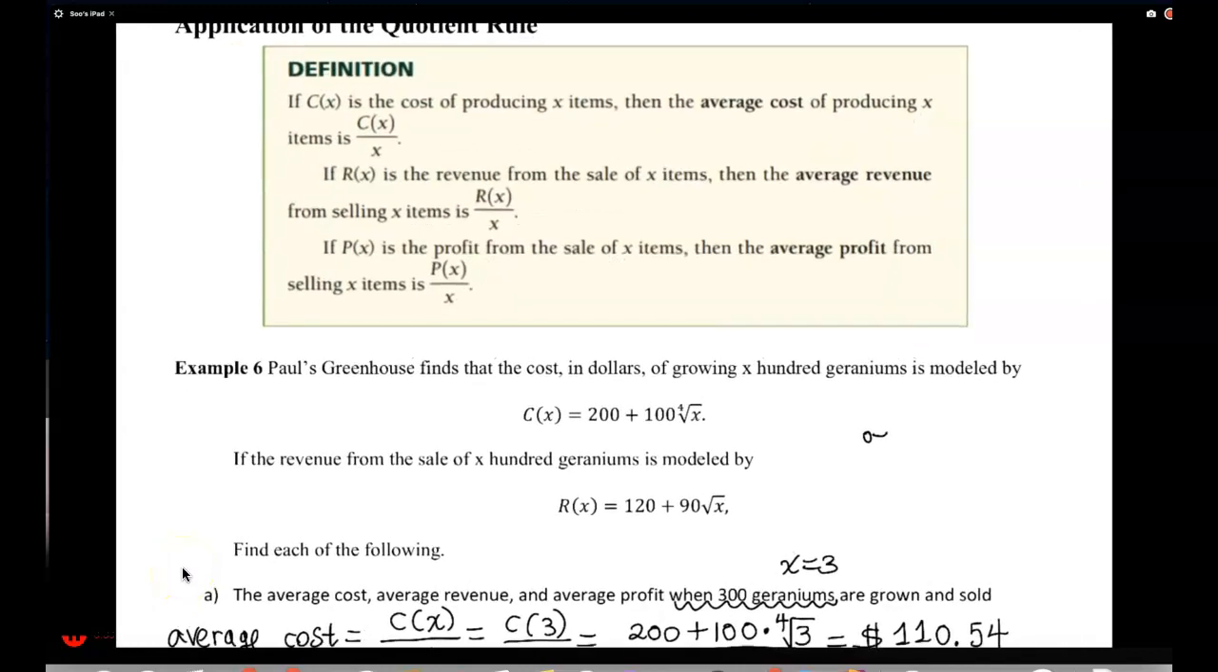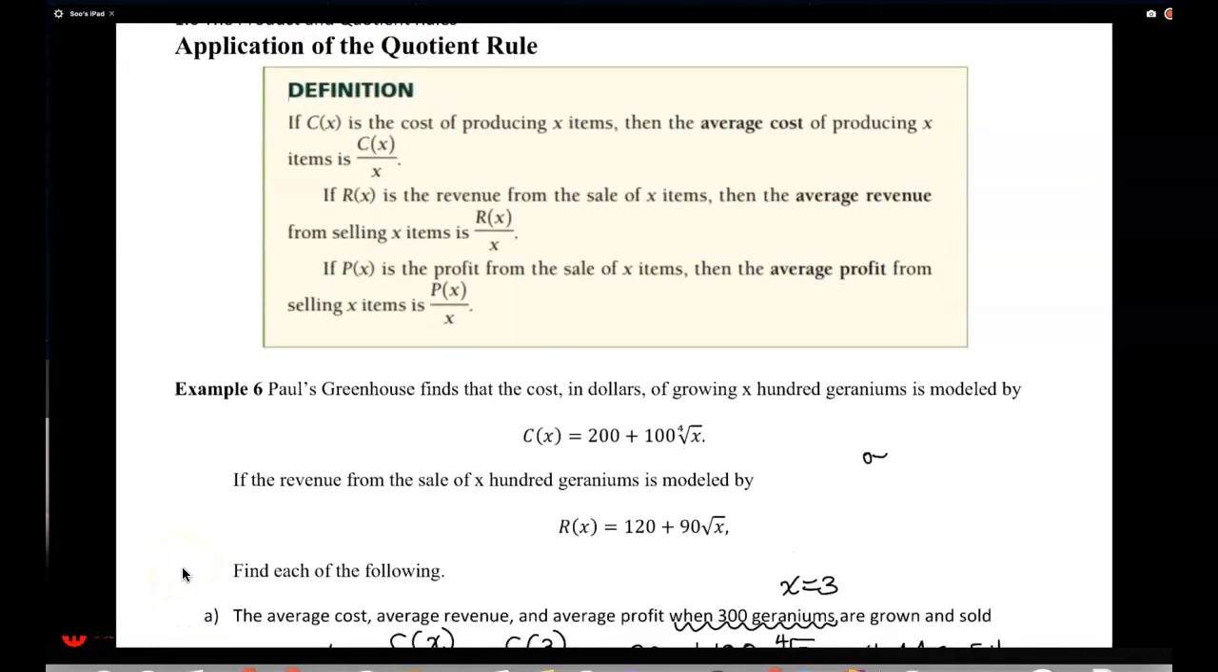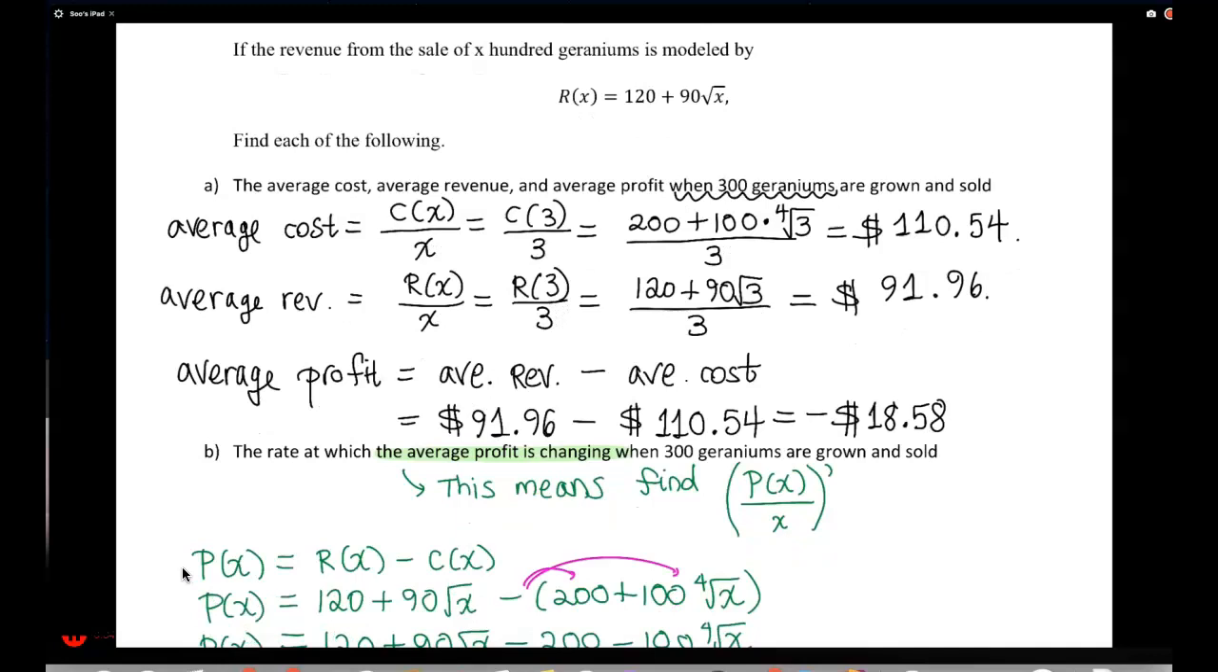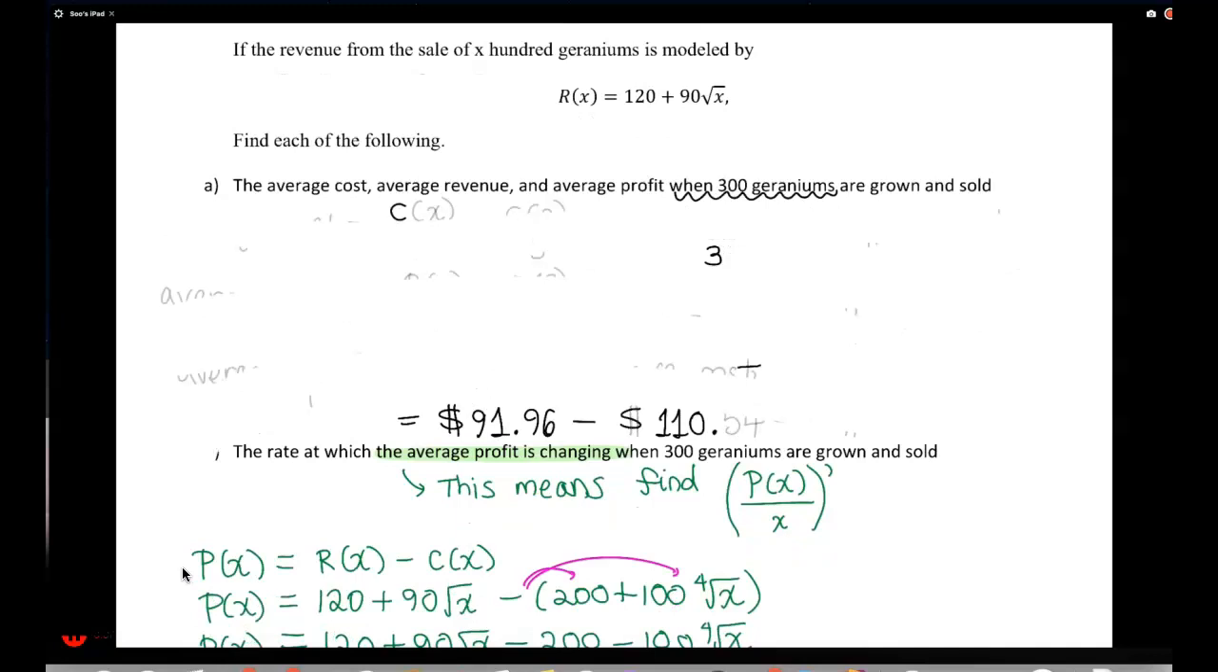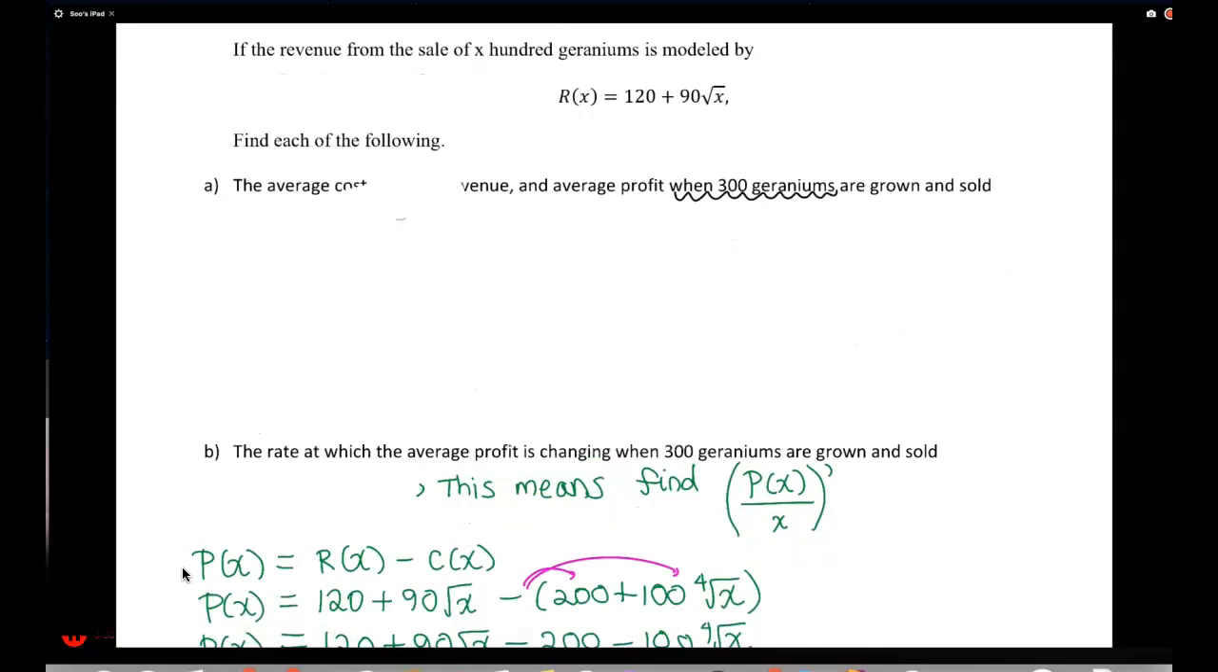Good morning. We're going over application of quotient rules this morning. So average cost, average revenue, and average profit.